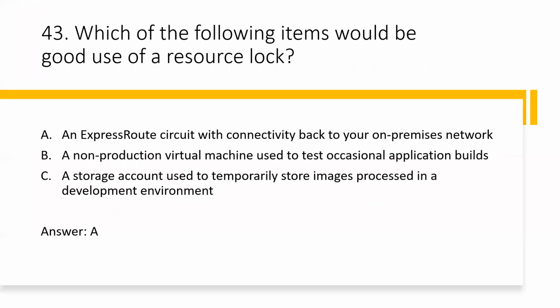Question 43. Which of the following items would be a good use of a resource log? Option A, an ExpressRoute circuit with connectivity back to your on-premises network. Option B, a non-production virtual machine used to test occasional application builds. Option C, a storage account used to temporarily store images processed in a development environment.